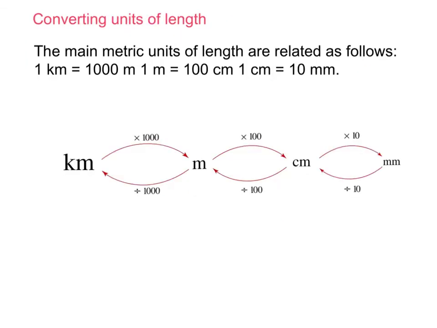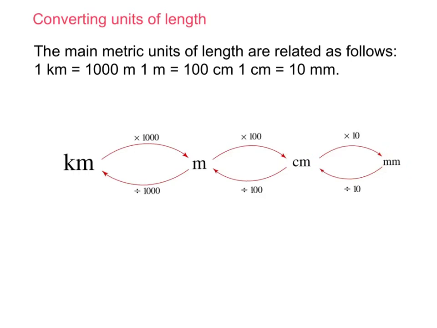Finally, when converting between units of length, I again need you to write this as a heading. I'm writing the information we have here. So it says the main units of length are related as follows. So we're looking at our main units of length: kilometres, metres, centimetres, millimetres. They're related this way. 1,000 metres equals a kilometre. 1 metre equals 100 centimetres. And 1 centimetre equals 10 millimetres.